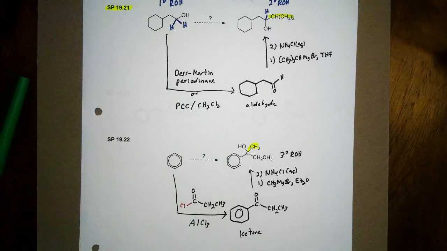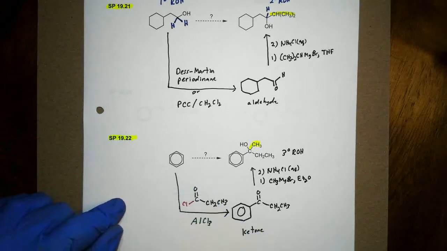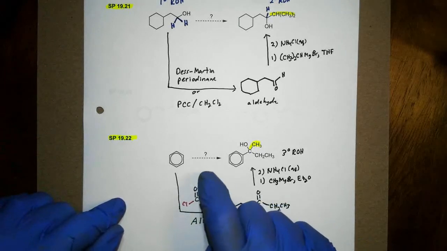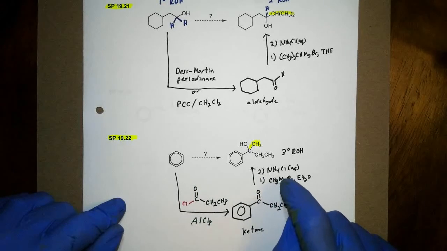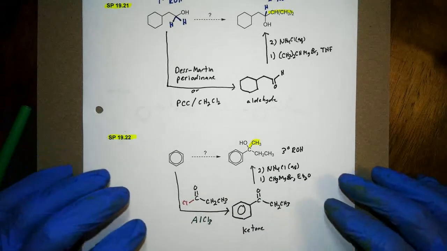So this is sample problem 1922. It involved reactions that you actually learned, okay? This is in chapter 16, and this was actually in chapter 17. So it kind of comes together here in chapter 19. So it all kind of builds upon itself.